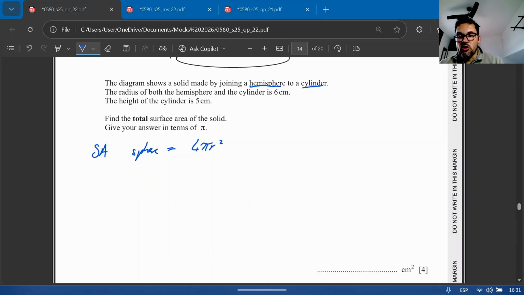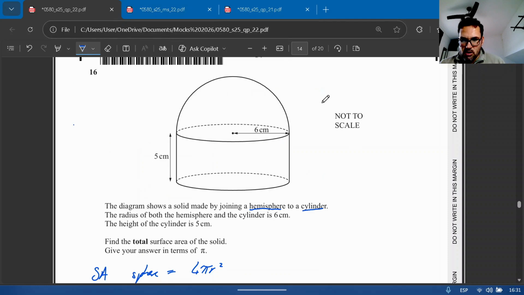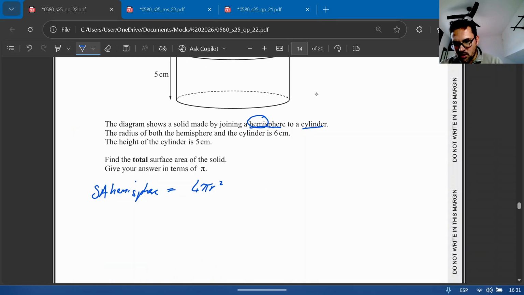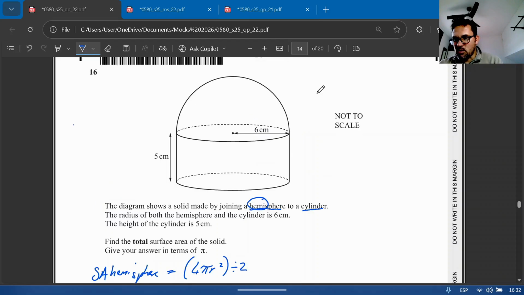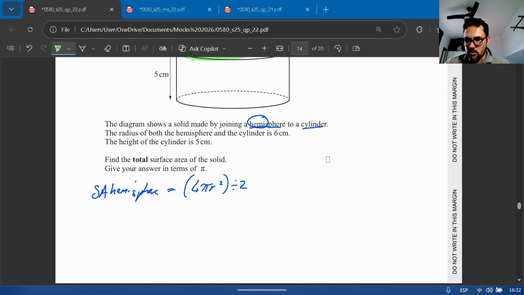Okay. Do pay attention to detail, because this is not a sphere, it's a hemisphere. And what is a hemisphere? Well, that is half a sphere. So we're going to have to divide this by 2. Okay. That will cover for us this part, yeah? But not the circle, not the base of the hemisphere, because that is not the surface area. That is inside the solid, okay? So we're not going to do this. So that would be the hemisphere. So let's get that first, okay?